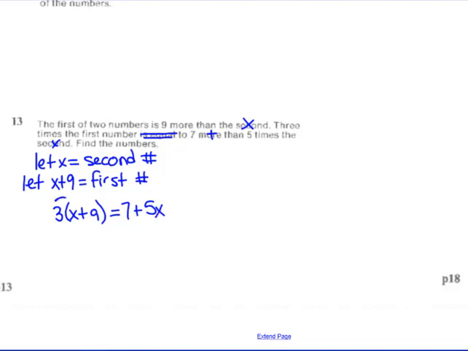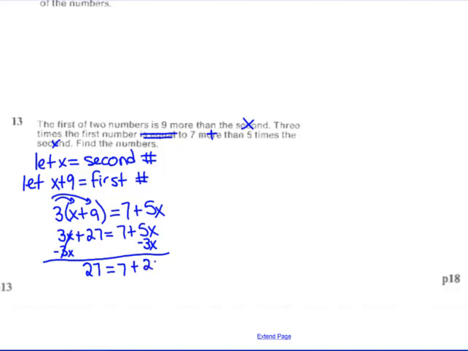Okay, got to distribute, so I get 3 times x, 3x, 3 times 9 is 27, equals 7 plus 5x. Move the smaller variable. I don't have like terms to combine, so on to the next step, move the smaller variable. 3x is smaller than 5x. I get 27 equals 7 plus 2x. I'm going to subtract 7 from both sides. And I get 20 is equal to 2x. And when I divide by 2, I get 10 is equal to x.